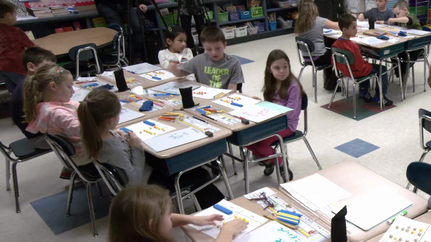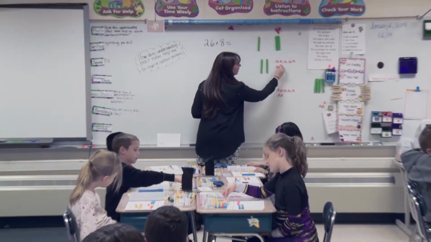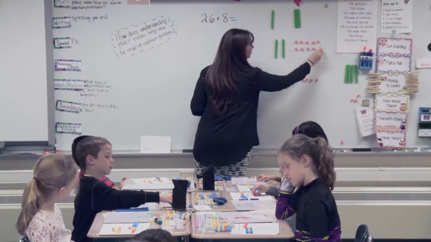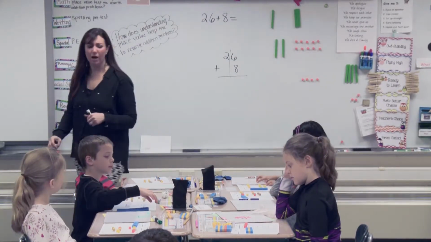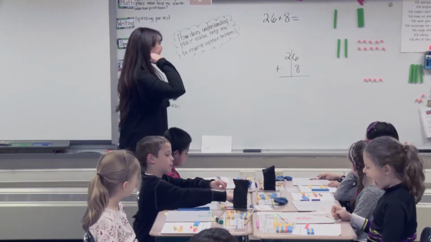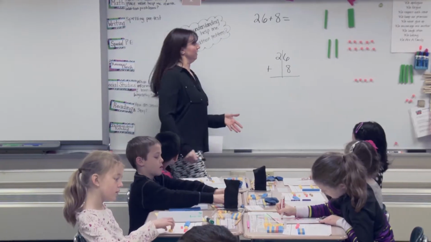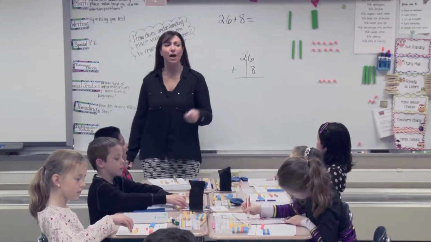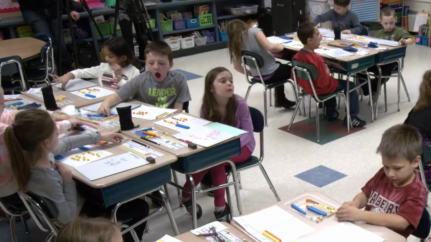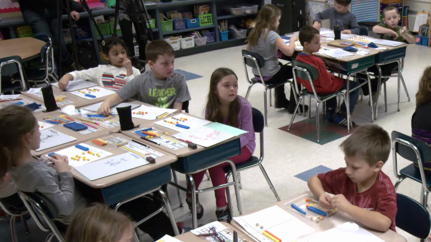So I'm going to act it out with my block. So I have 6 plus 8. 6 plus 8 is what, Mateo? 6 plus 8 is 14. 14 is how many tens, how many ones? Sam? 14 is how many tens, how many ones? 1 ten and 4 ones.